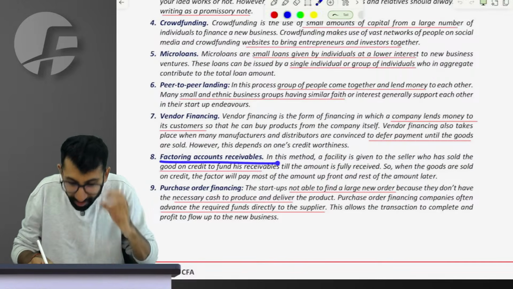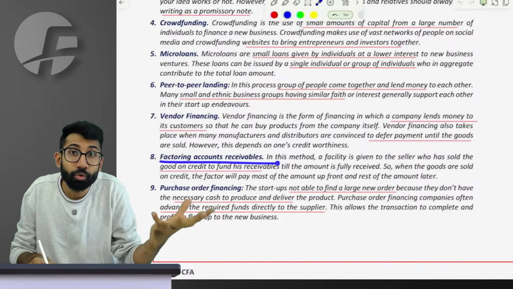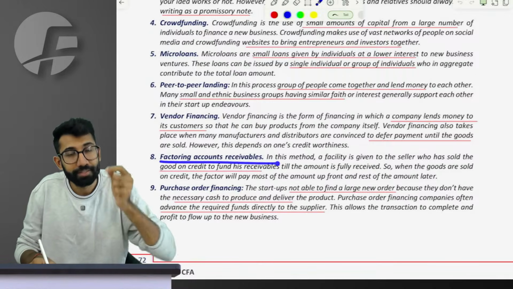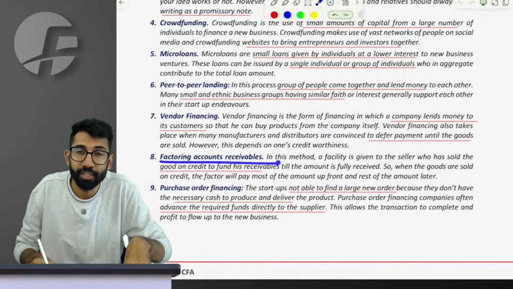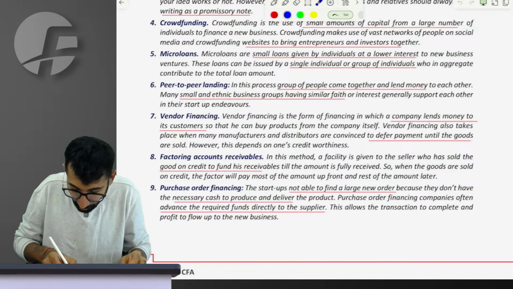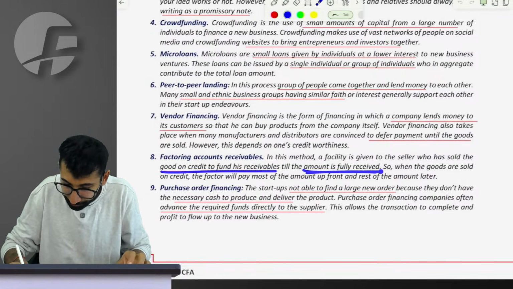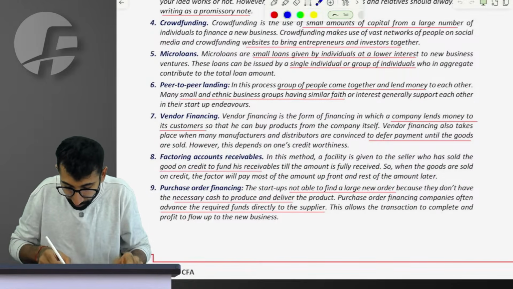Account receivable factoring: when you sell those receivables to a finance company, the finance company gives you the amount against the sale of the debtor today itself. This is a source of finance to me. So when you sell the goods on credit, the amount against that is received by selling it to the company.